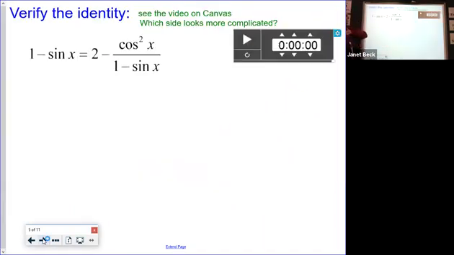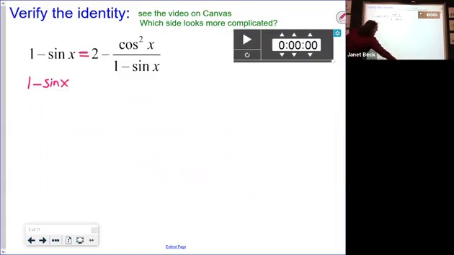Oh, this is a fun one. Which side is more difficult here? Is it 1 minus sine x, there's the equal sign. Is it 1 minus sine x? Or is it 2 minus cosecant squared divided by 1 minus sine x? I think it's obvious. This time we're going to leave this side alone.